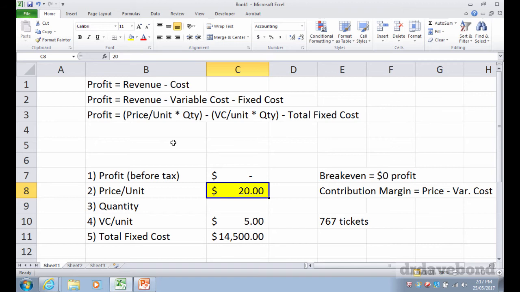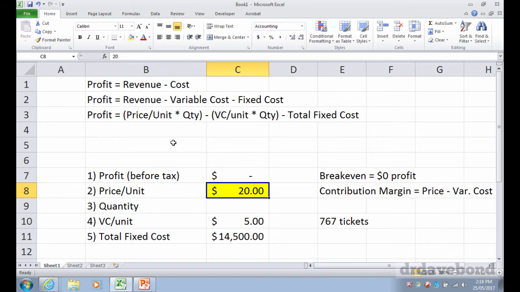So for each unit, for a general ticket, we've got a contribution margin of 15, which is what we've got existing already. For the premium ticket we have a contribution margin of 22. So for each premium ticket we sell, we'll make a contribution of 22. We need one more piece of information to be able to do anything with this, because the fixed costs are the same. The fixed costs are still 14,500.